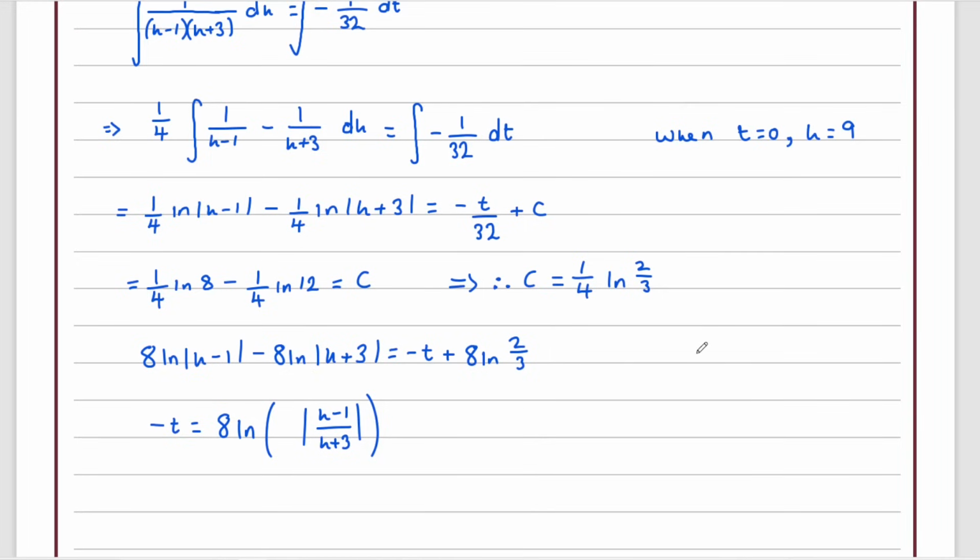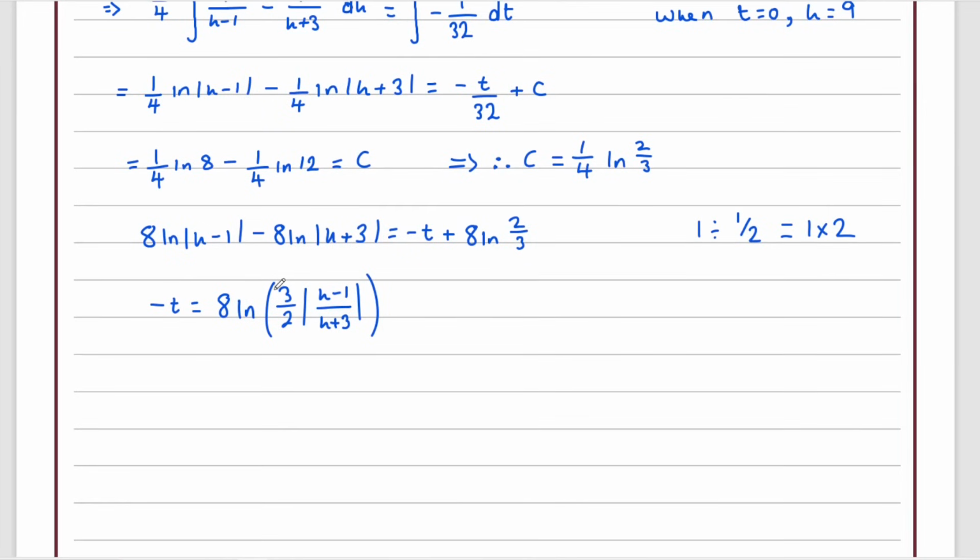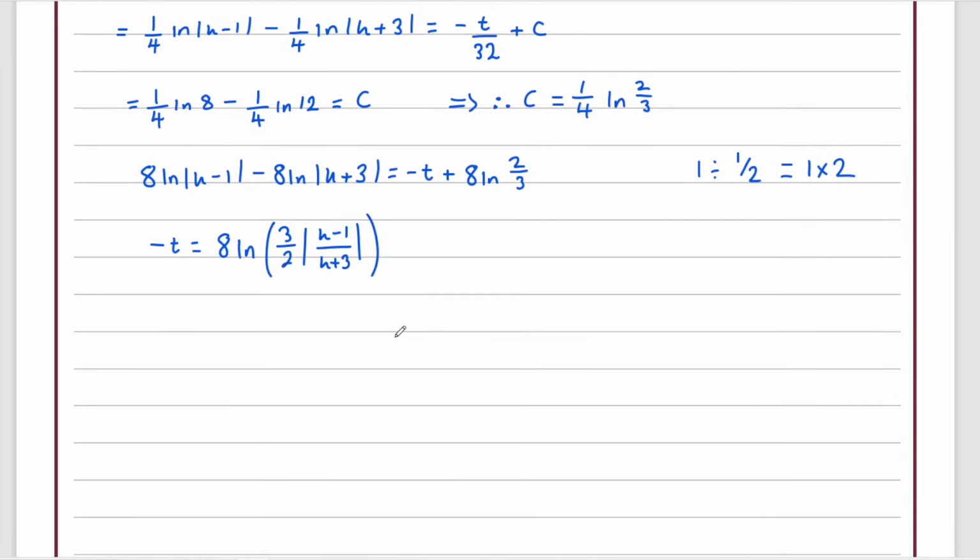Okay. So obviously if you've got 1, you divide it by, say, a half. It's the same as doing 1 times 2. Okay. I'm going to do that here then. So I'm going to write this now as 3 over 2. So I'm timesing it now by 3 over 2 rather than dividing it by the 2 over 3. Okay. Same thing, but I think it makes it a little bit easier to work with. So this is minus t equals 8 ln 3 over 2 times the modulus here of h minus 1 over h plus 3. We're getting there.